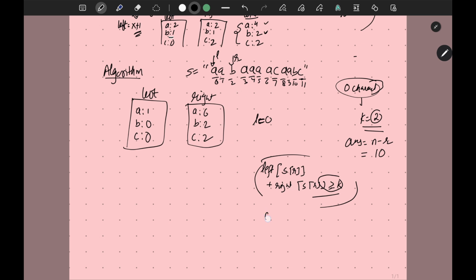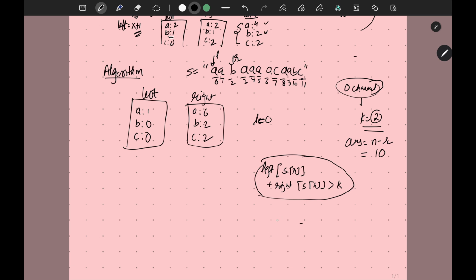So left of it is 0, right of it is 2, so it is greater than or equal to K. But if we move this, will it still hold? No, it is exactly K: 0 plus 2 equals 2, so this is exactly K. That means we can't move this, because if we move the r, then this would be less than K. So we can only update the r if this condition holds, greater than K.